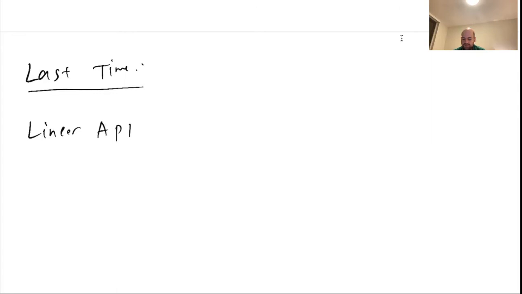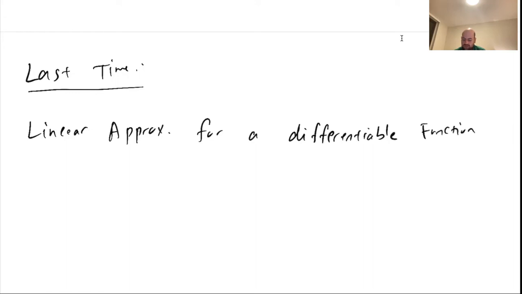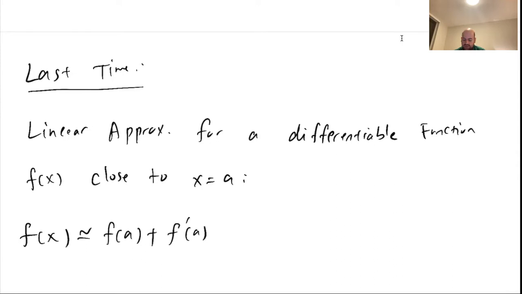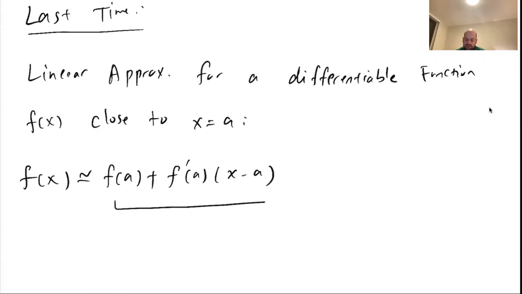Hello, everyone. So last time we were looking at the concept of local linear approximation and differentials. So let's remind ourselves. Linear approximation: for a differentiable function f of x close to x equals a, we can say that f of x is almost equal to f of a plus f prime of a times x minus a. So this is an approximation for f of x if x is close to a.